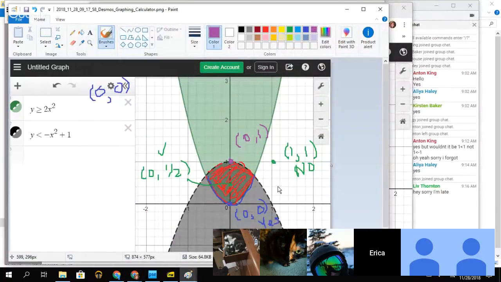So 0, 1 is not valid for both of them because 0, 1 is on this dotted line. So it's okay for this one, right? If I put in 0, 1, it would work. If you put it in here, when y equals 1, x equals 0 squared plus 1. So 1 is not less than 1. It would have to be a less than or equal, which it's not. So 0, 1 is not valid.